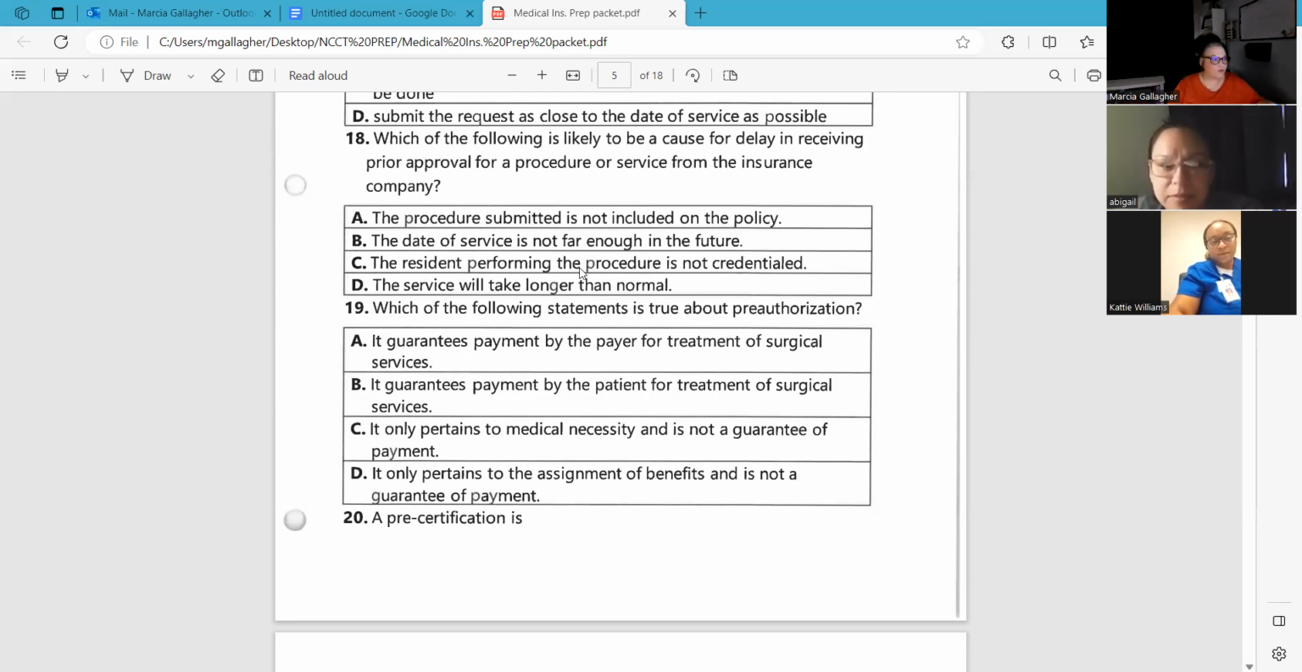The resident performing the procedure is not credentialed. They're not going to be asking for a pre-auth if they're not credentialed. That doesn't make any sense at all. The service will take longer than normal. How can we know that until we get in there, right? So the best answer is A. The procedure submitted is not included on the policy.